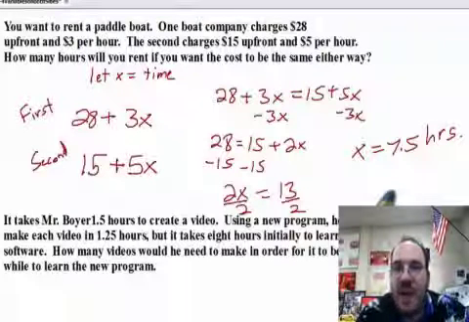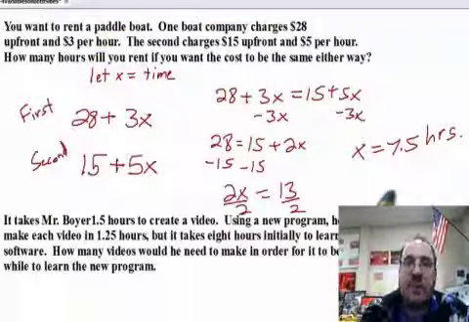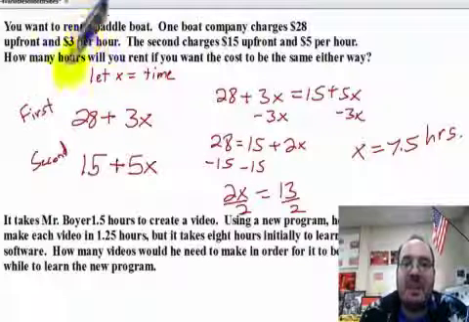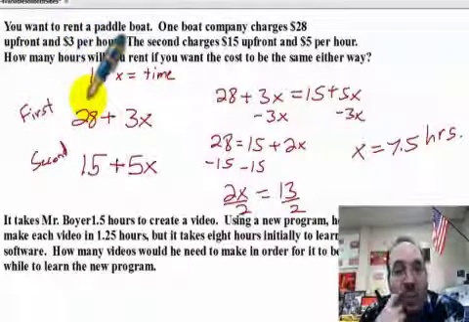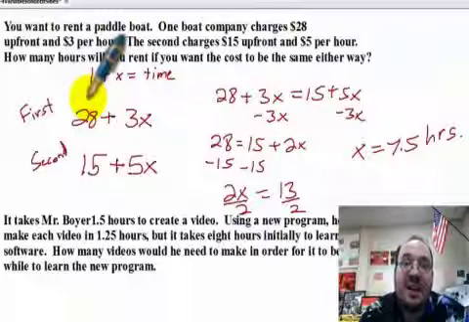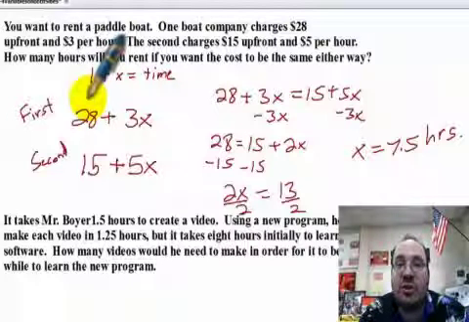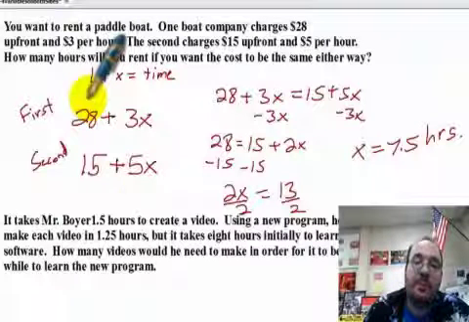If I'm going to rent longer than that, I would probably go with the first company because they have a smaller hourly rate. If I'm not going to rent quite that long, then I would go with the second company because they charge less up front. Okay, so I hope you found this helpful.